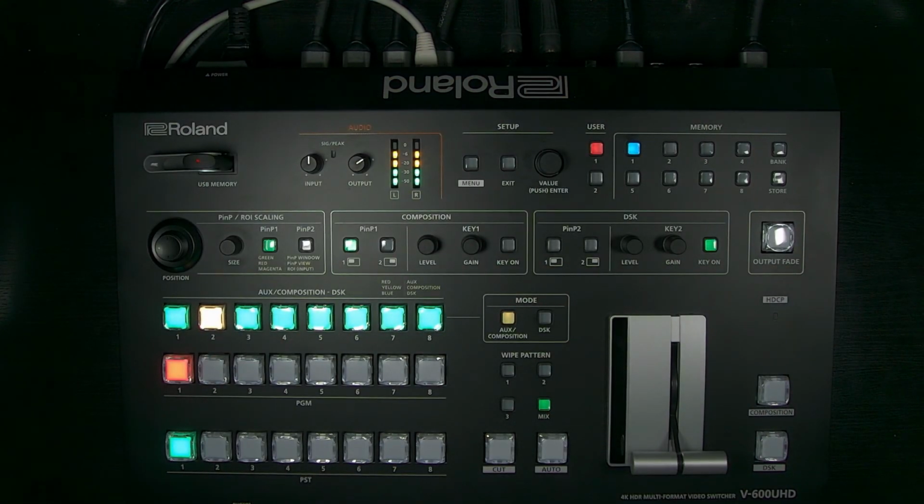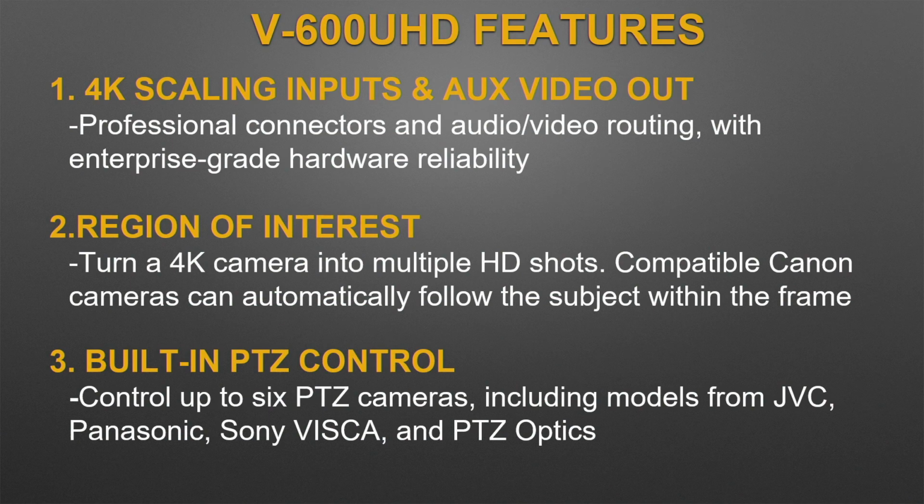high quality components. The region of interest function, since its release, allows you to turn a 4K camera into multiple HD shots. With Update 2.0 though, compatible Canon cameras can automatically follow the subject within the frame. And I'll have a video clip of that later so you can see it in action. As well as built-in PTZ control, you can control up to 6 PTZ cameras, including models from JVC, Panasonic, Sony with VISCA over IP, and PTZOptics.